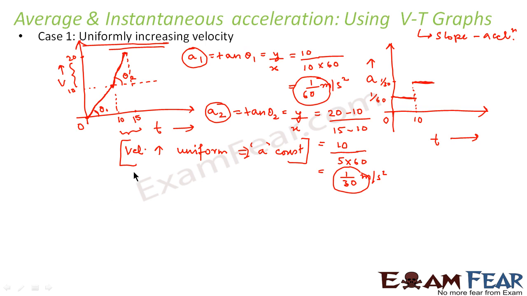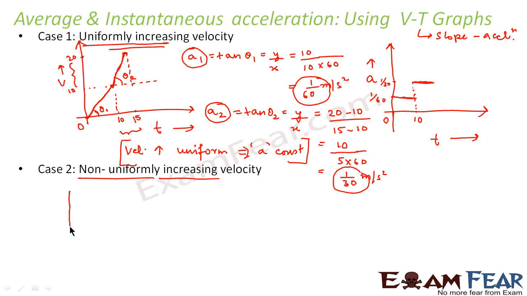Now let us suppose that we take the previous example which we were discussing here. We take the same example, just that we consider that the velocity is increasing non-uniformly. How would the velocity time graph look? In that case, the time will be taken along the x-axis and again velocity along the y-axis. In this case again from 0 to 10 meter per second.